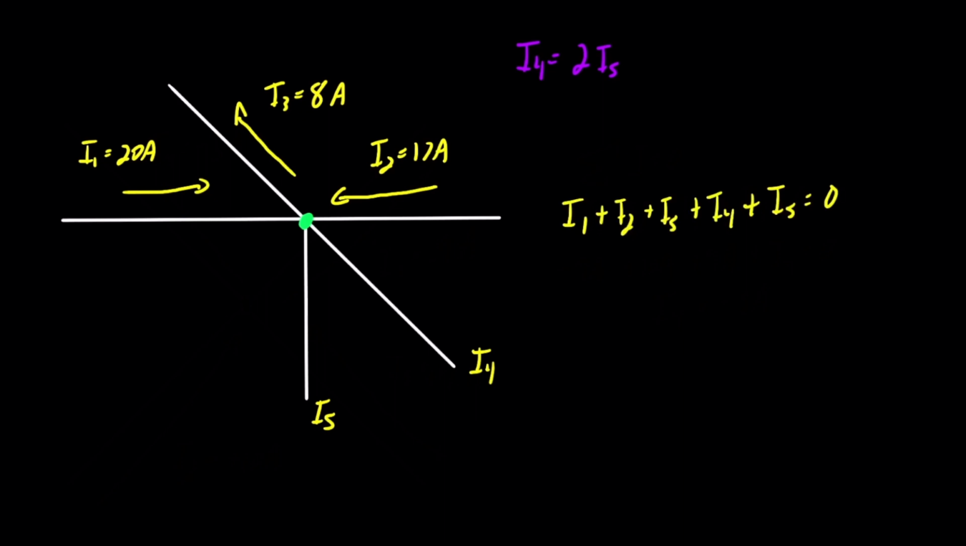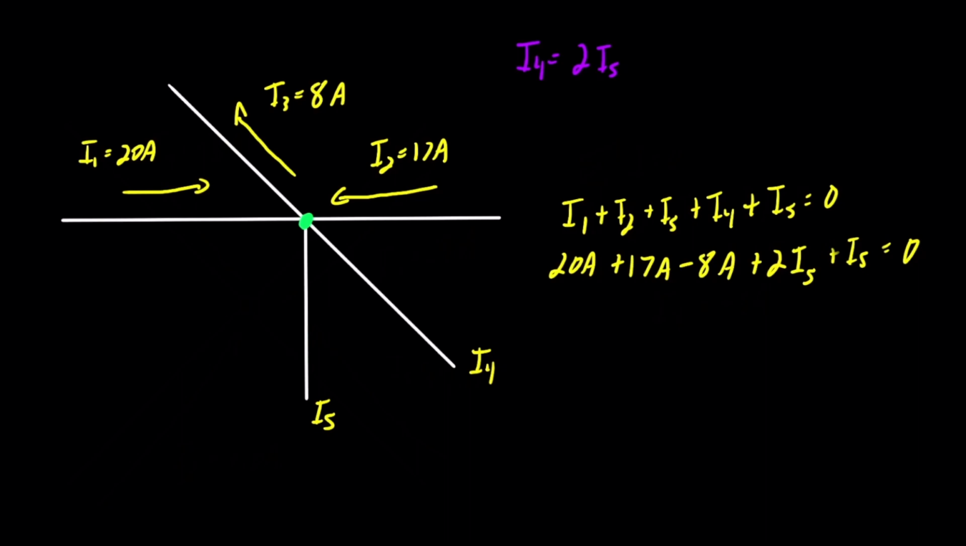So we know that the summation has to be 0, and we know I1, 2, 3, and 4 technically, and that's fine. So let's see here. We know I1 is positive because it's going into the junction. The same goes for I2. I3 is negative because it's going away from the junction. And you'll notice something.